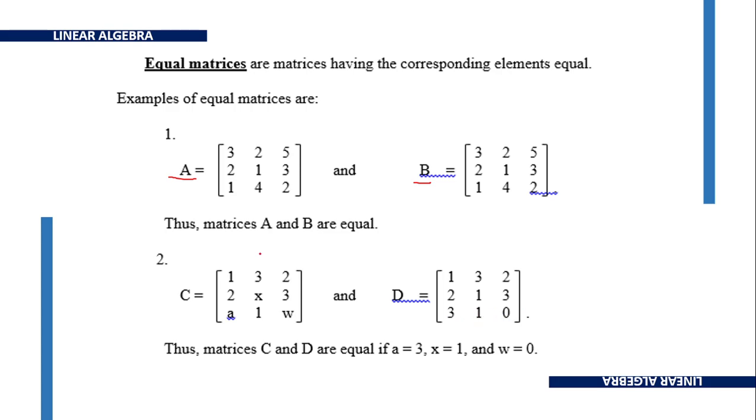But as you can see, here in matrix C, meron tayong mga variables. But, sabi dito, thus matrix C and D are equal if A is equal to 3, X is equal to 1, and W is equal to 0. Okay? Kung papalitan natin yung mga variables na to, so we have 3, 1, and 0. And as you can see, equal lang din siya kay D. Okay? So that is for the equal matrices.